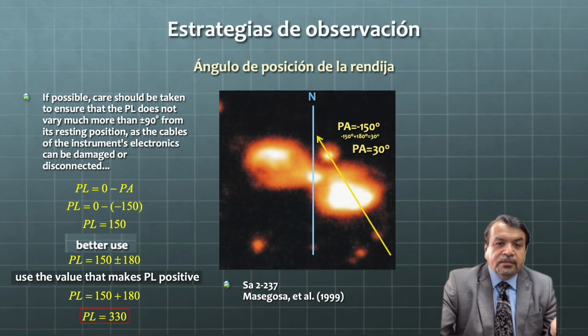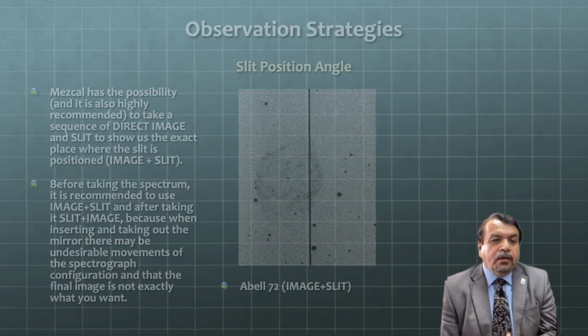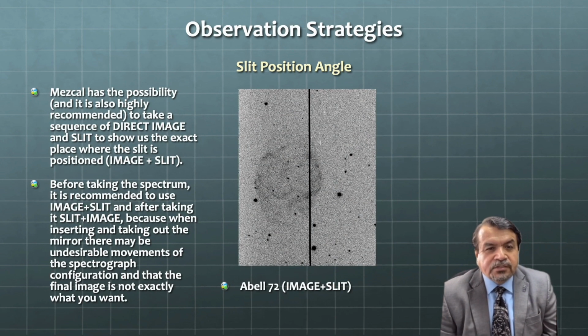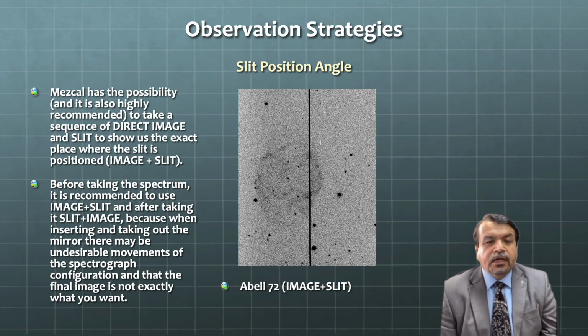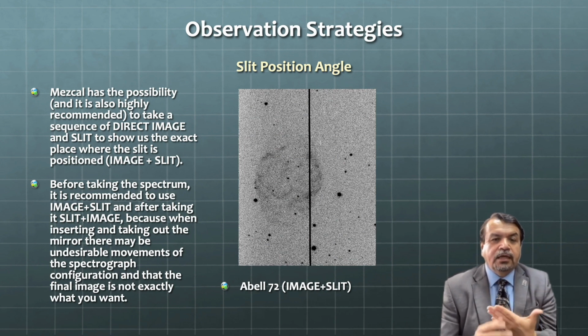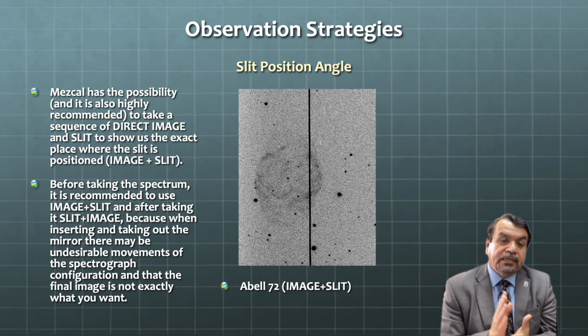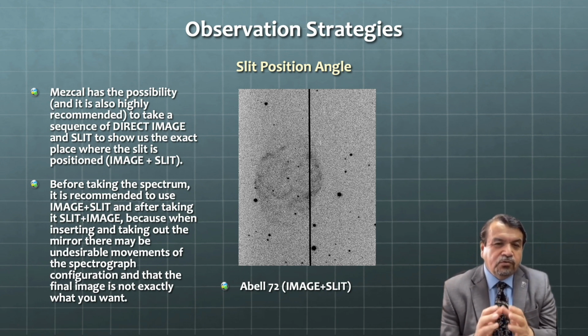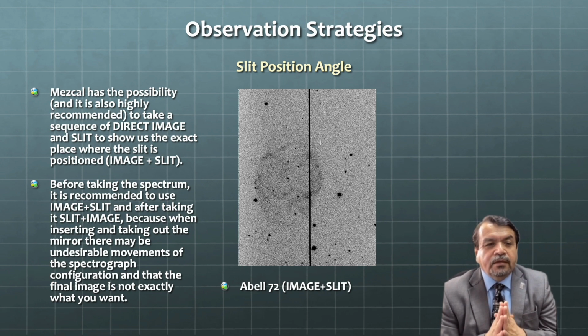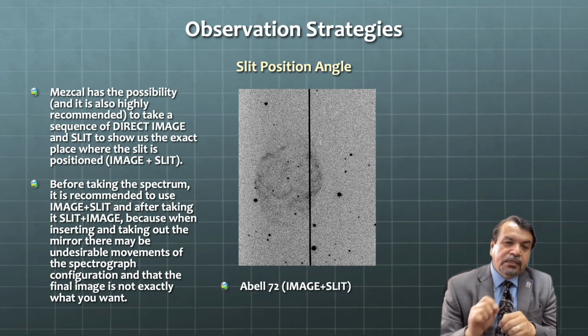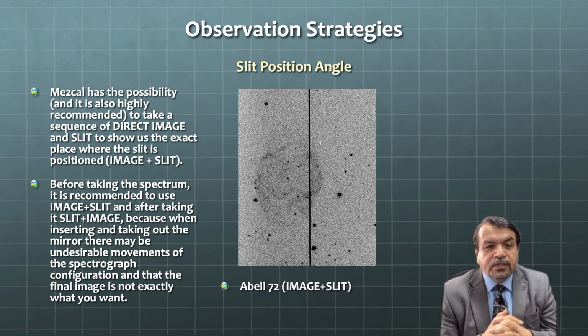Here is what it stated, subtracting 150 and adding 180 results in 30 degrees. Well, one of the fascinating aspects that Mezcal also accomplishes, and that is likewise highly significant, is its capability to capture both the direct image and an overlaid slit image that precisely indicates exactly where we are going through our trajectory. That is present within specific sequences, and that is commonly known as image plus slit. That is image plus slit.